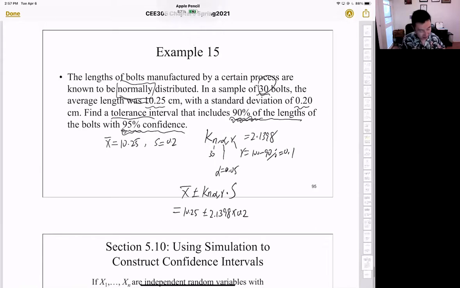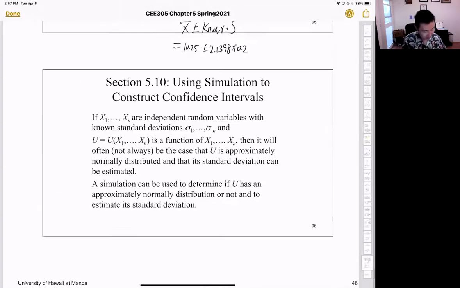So in this section 5.9, we discuss tolerance interval and also prediction interval. That's the special situation. But the majority of this chapter, we discuss confidence interval. The last part is about how to use simulation to construct confidence interval. We can just read it together.